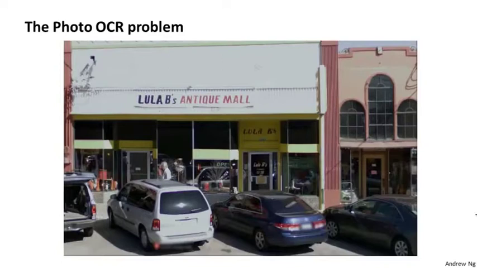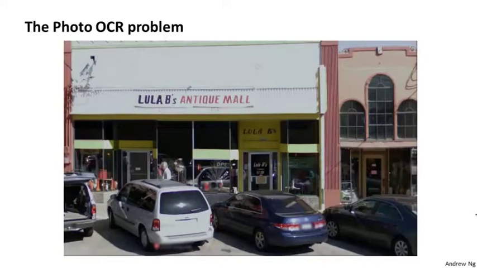The Photo OCR problem focuses on how to get computers to read the text that appears in images that we take. Given an image like this, it might be nice if the computer can read the text in this image so that if you're trying to look for this picture again, you could type in the words, Lulubee's Antique Mall, and have it automatically pull up this picture, so that you're not spending lots of time digging through your photo collection of maybe hundreds or thousands of pictures in order to find this.